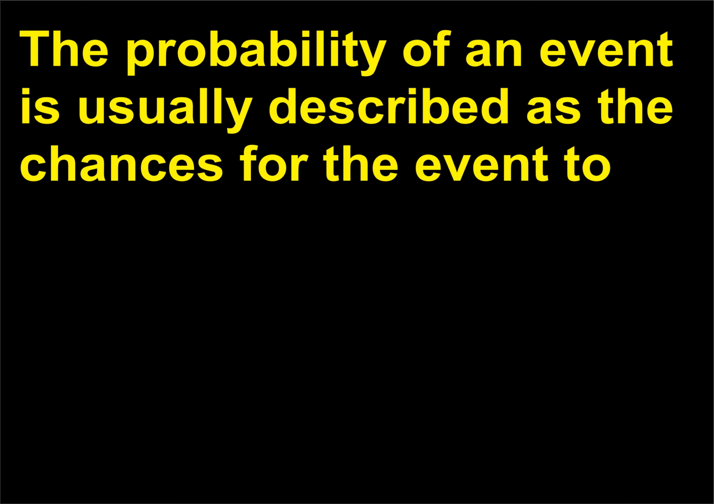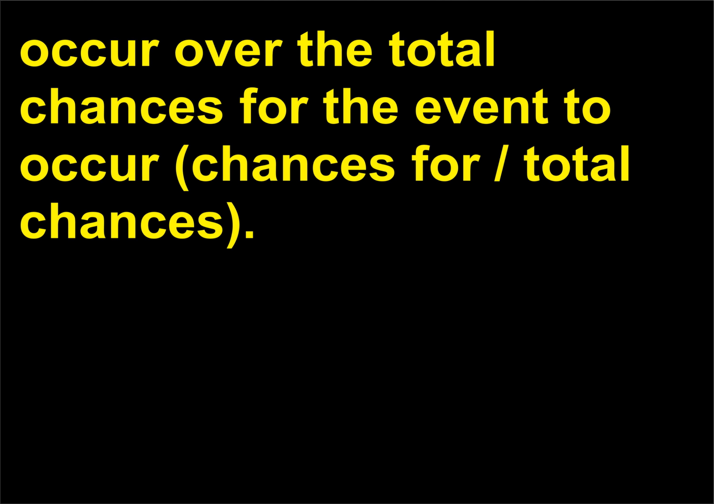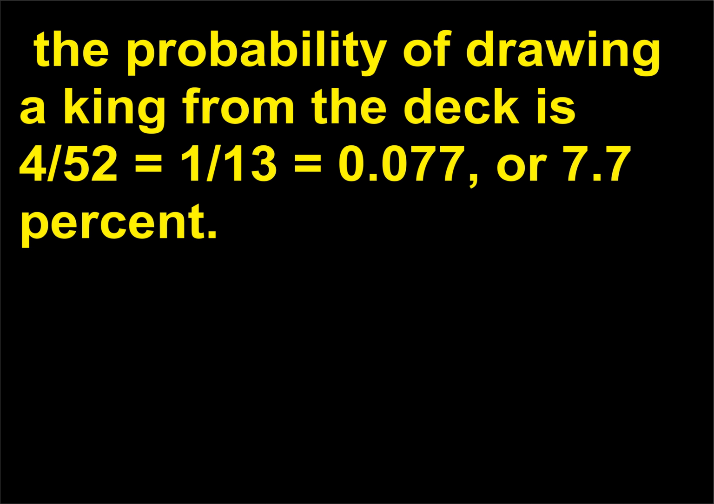The probability of an event is usually described as the chances for the event to occur over the total chances for the event to occur, chances for/total chances. In the case of a deck of 52 cards, the probability of drawing a king from the deck is 4/52, equals 1/13, equals 0.077, or 7.7%.